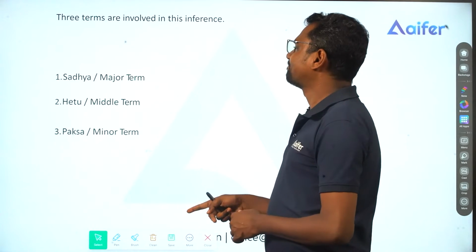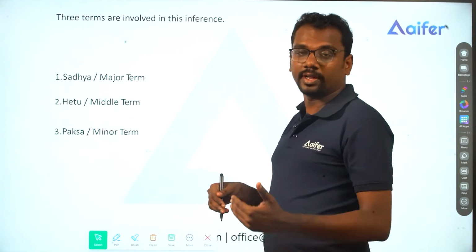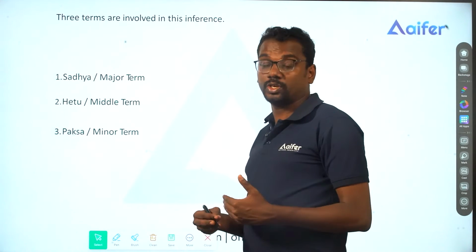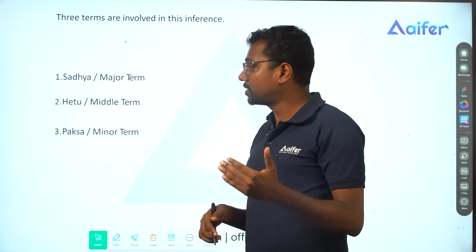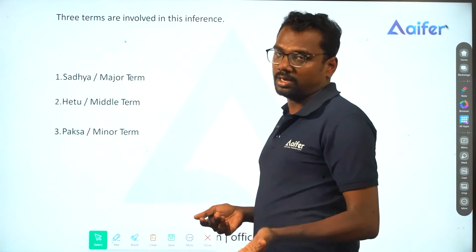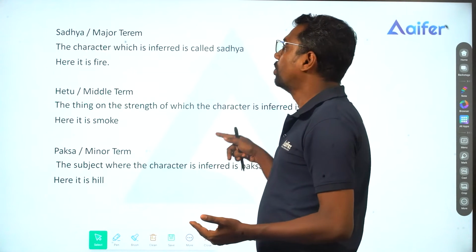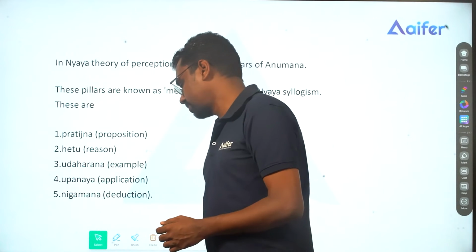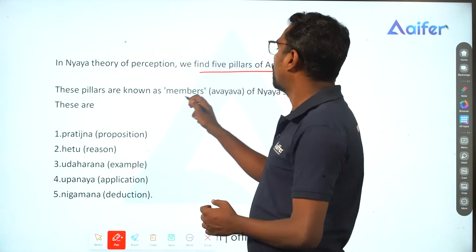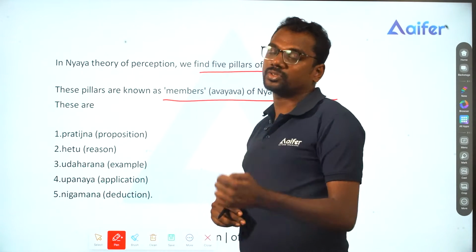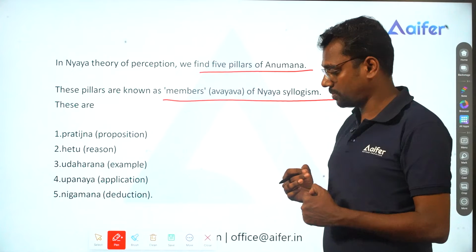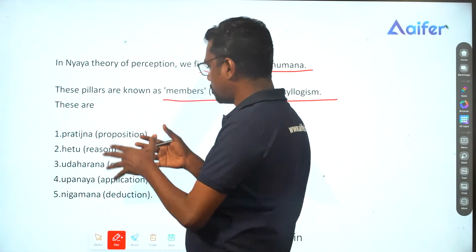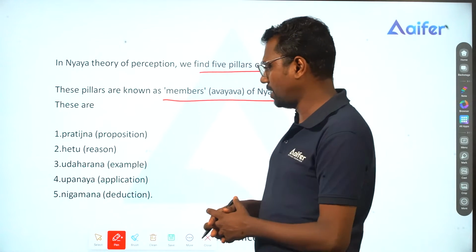So we have 3 terms involved in Anumana. We have already discussed in the last video, Sadhya, Hetu and Paksha. We have Linga and Sadhana as other names for Hetu. Today we will be discussing the 5 pillars of Anumana. We have 5 pillars or members or avayavas of Anumana as per Nyaya syllogism.